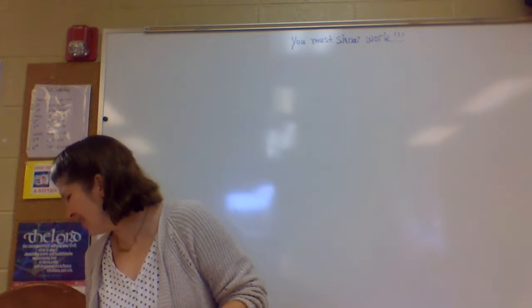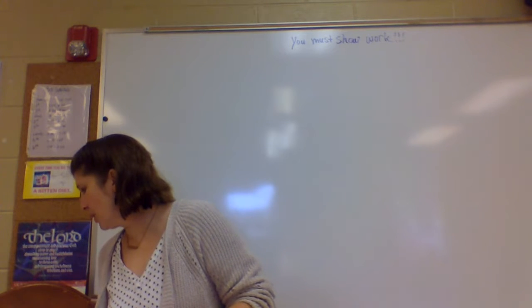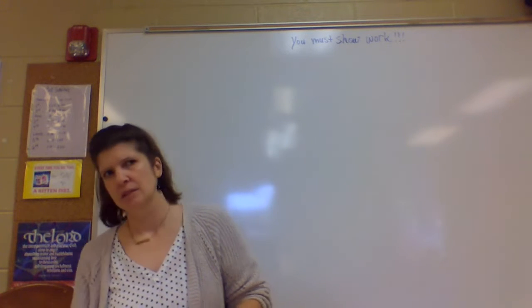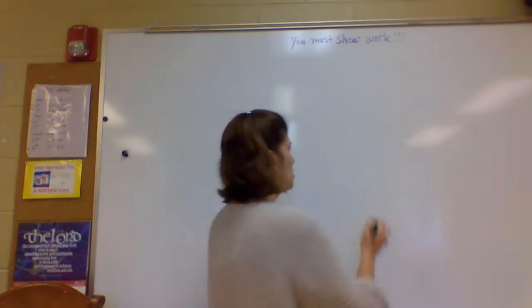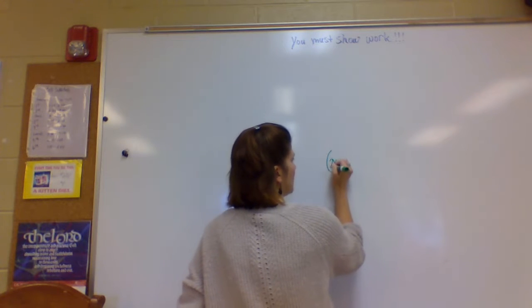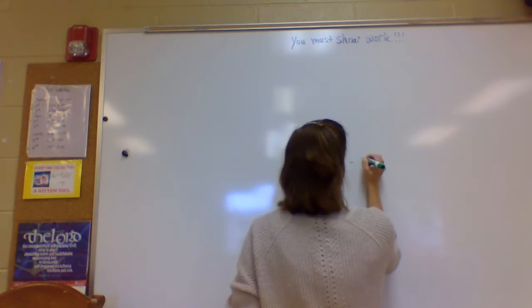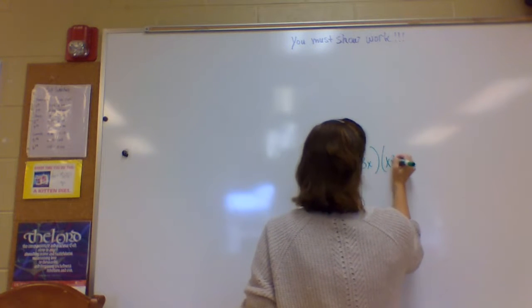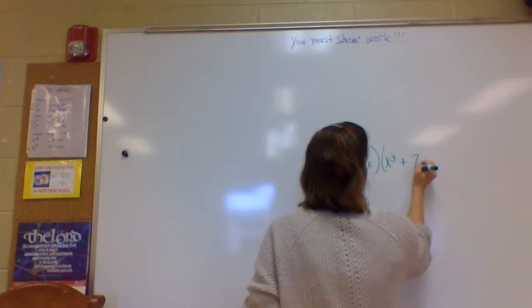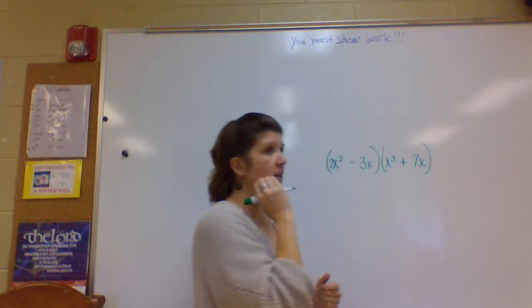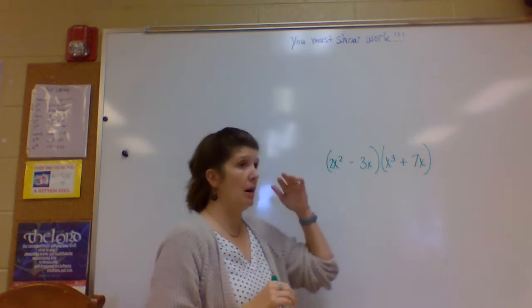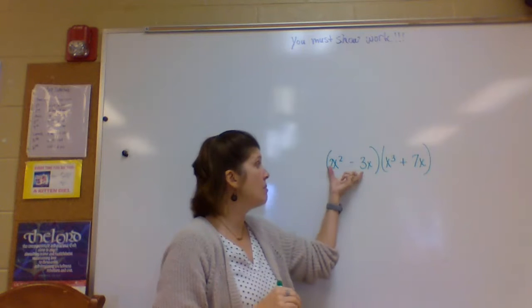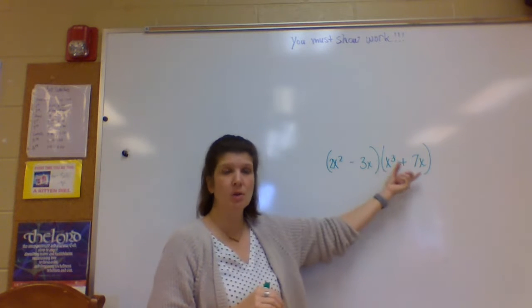It's not hard. I mean, we've heard of foiling things, right? We foiled things before. Just in case this is not like your favorite thing, let's do a big one. 2x squared minus 3x, and then we'll do x to the third plus 7x. There's a big old thing. Here, in general, I will say, when we're multiplying, we have a binomial times a binomial. We're going to multiply them out.